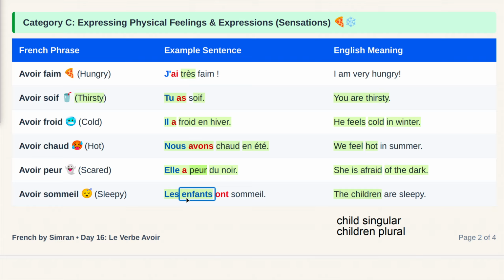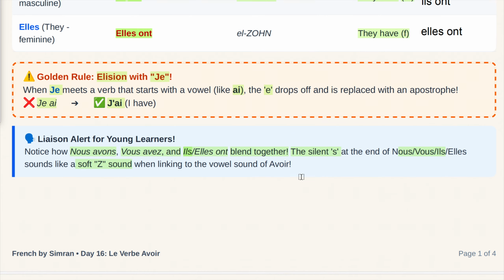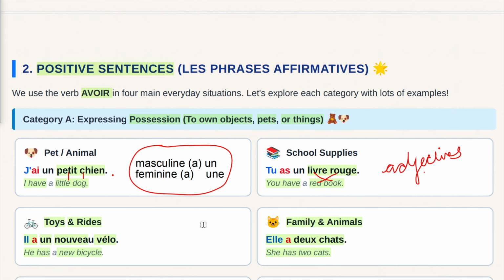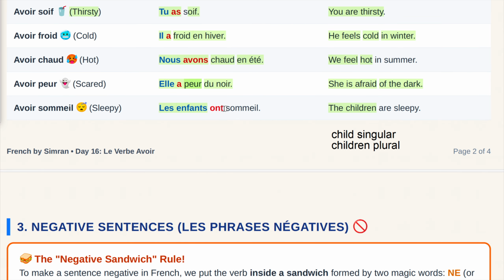E-N-F-A-N-T-S. It will be like enfant, but it is ending with S. So S and E together give a Z sound. So it becomes les enfants. And we know that children is plural. So with plural, what will come with us? With plural will come ont, O-N-T. So les enfants ont means the children are feeling. Or the children are sleepy. Sleepy is nothing but sommeil. So it becomes les enfants ont sommeil, means the children are feeling sleepy, or simply the children are sleepy.